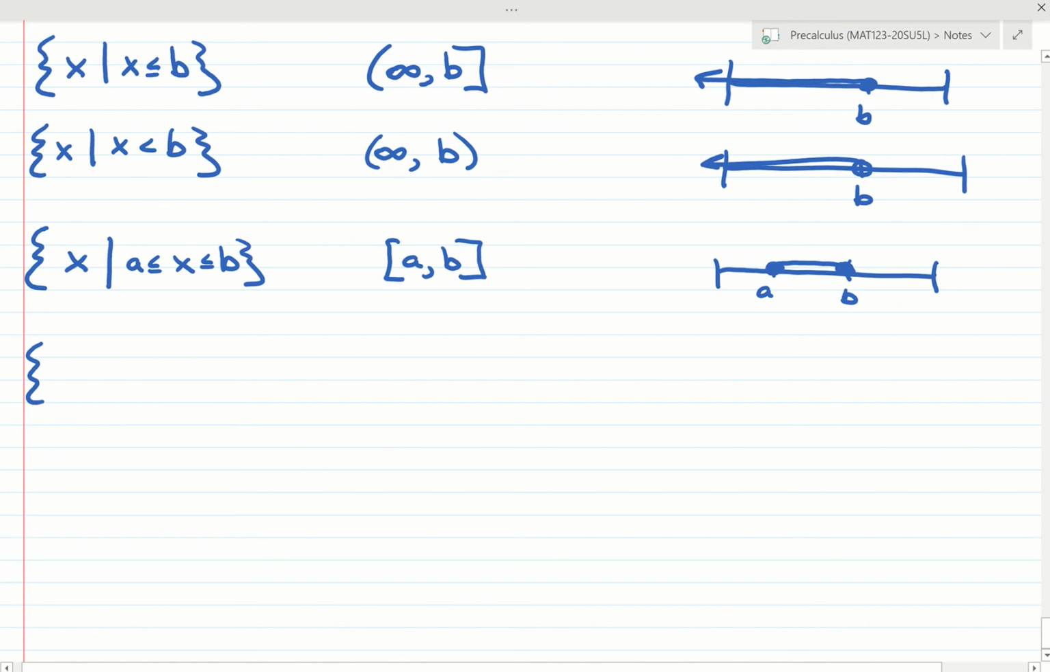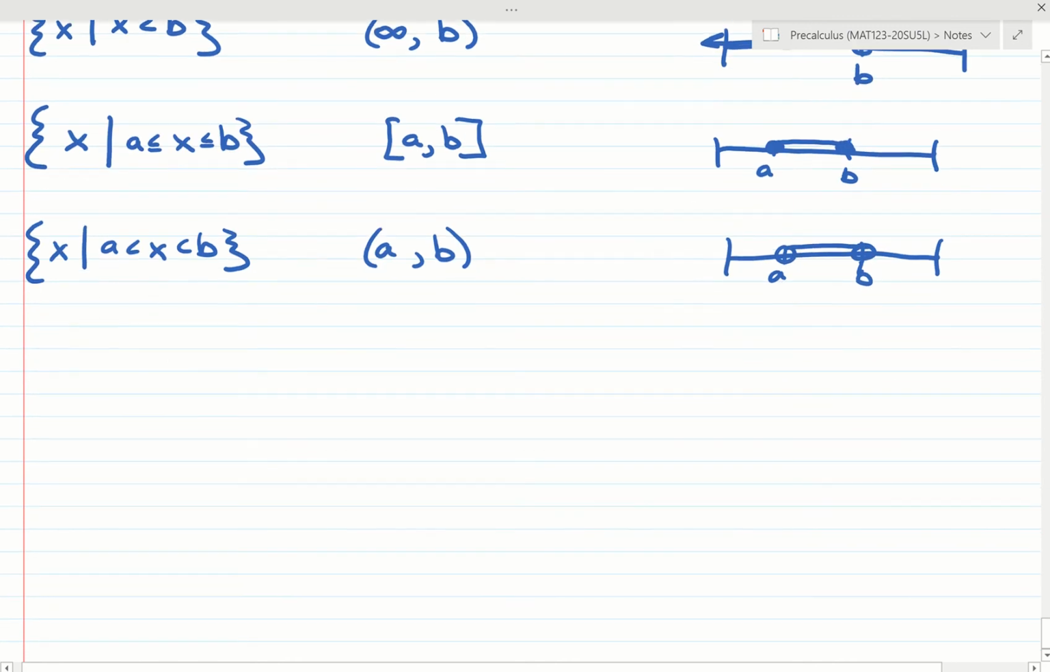If we didn't include those numbers, if we just had all x values such that x is between a and b exclusively, then we always look at the left, the right. We're not including anything, so we use open parentheses.